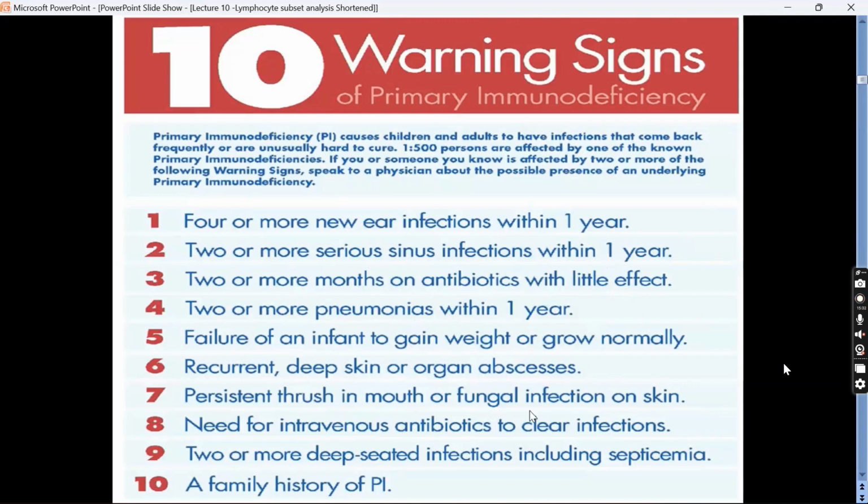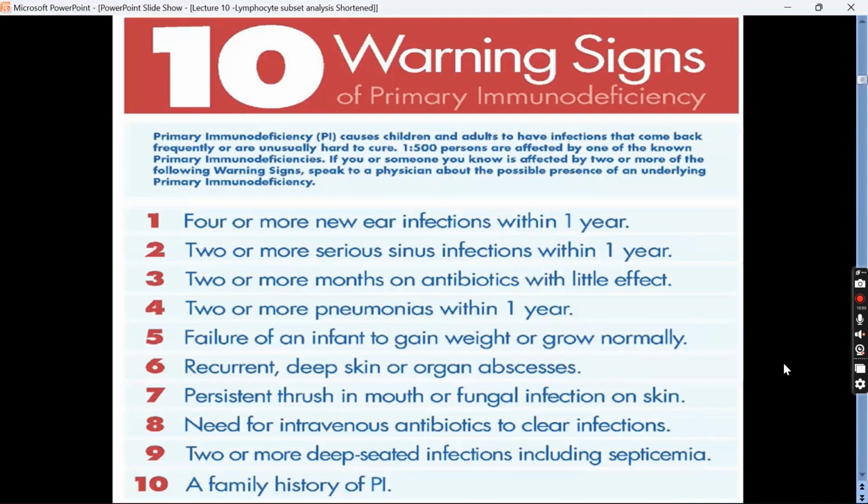Persistent thrush in the mouth or fungal infection of the skin. Need for intravenous antibiotics to clear infection, so they may not respond to oral antibiotics. You need intravenous antibiotics. Two or more deep-seated infections, including septicemia. And very, very important is a family history of primary immunodeficiency.